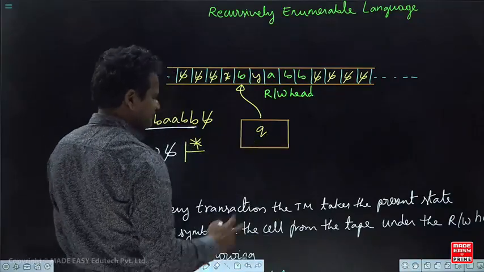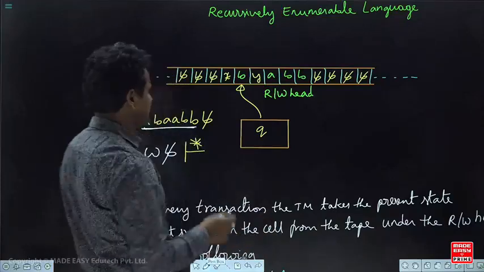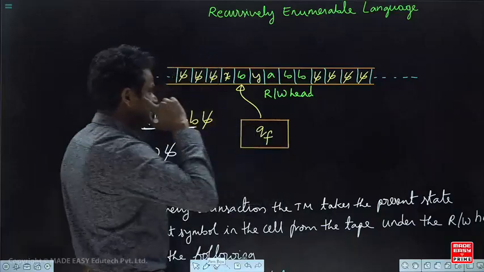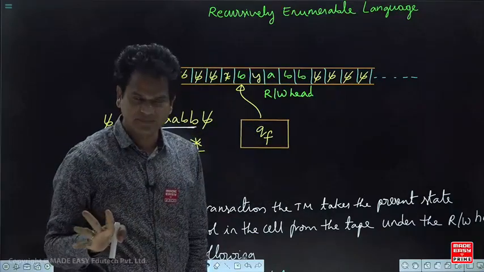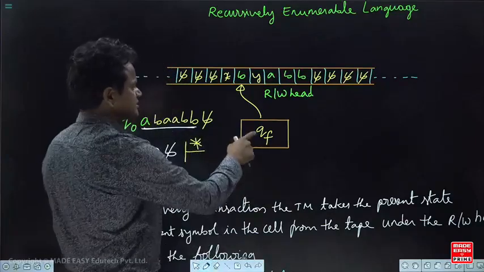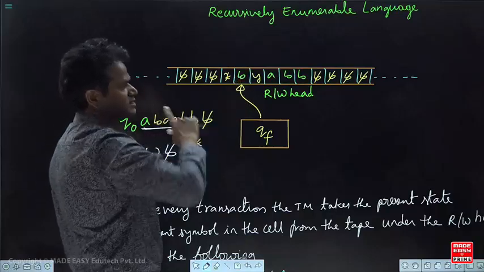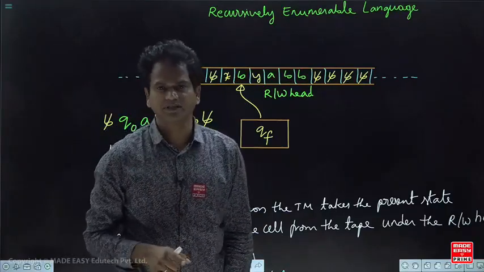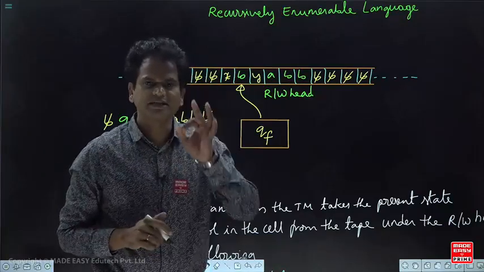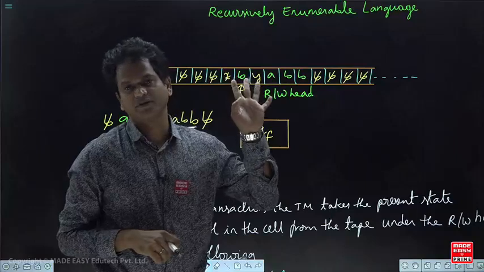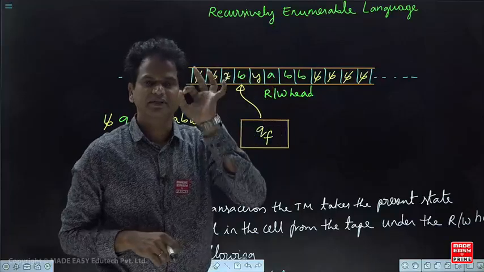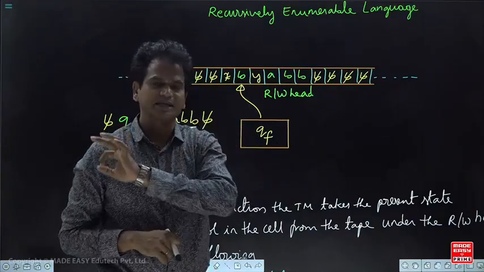So the two conditions are: one, it has to start from the initial ID; two, wherever the machine stops, it has to stop in a final state. That's it. Suppose the machine has stopped here. In the case of a Turing machine, it is not necessary to check whether the string is scanned completely or not. In the case of finite automata, even though the machine has reached the final state, if the string is not scanned completely, it is not accepted.